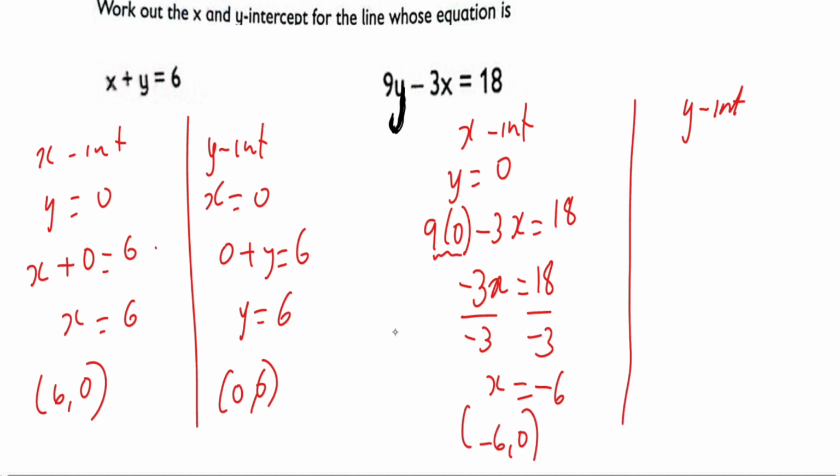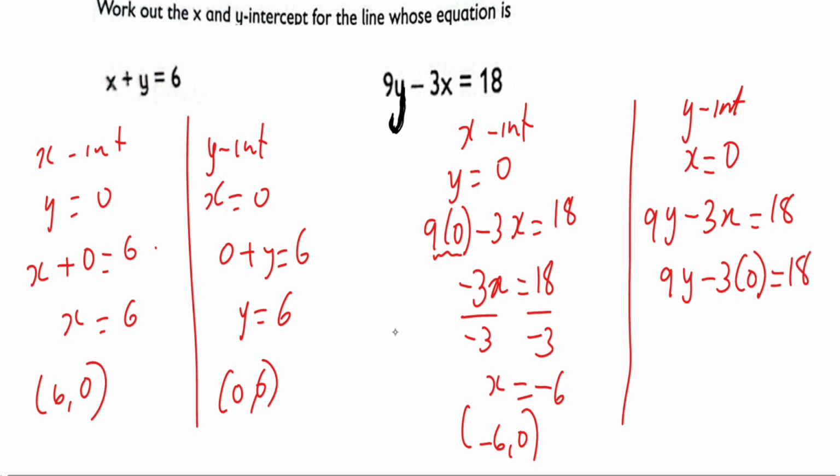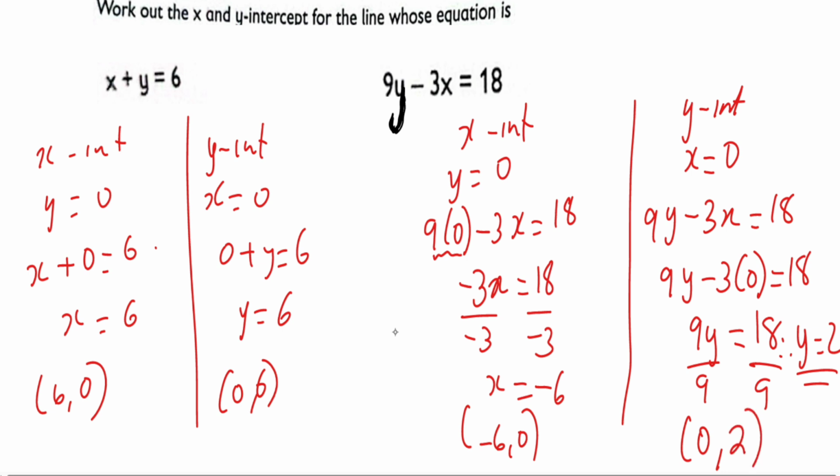For the y-intercept, we said x equals 0. So again, if your equation is in this form, where there's x, you'll replace it with 0. And you just remain with 9y, because minus 3 times 0 is just 0. 9y equals 18, divide by 9, divide by 9. y is therefore 2. And therefore, our y-intercept is 0, 2. Remember, x is equal to 0, but y is equal to 2.